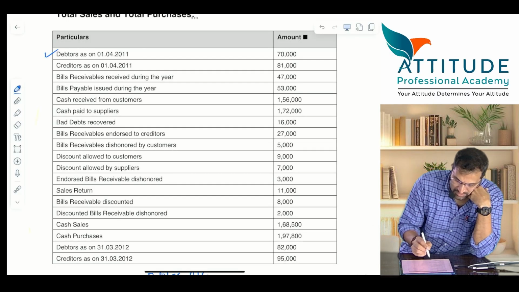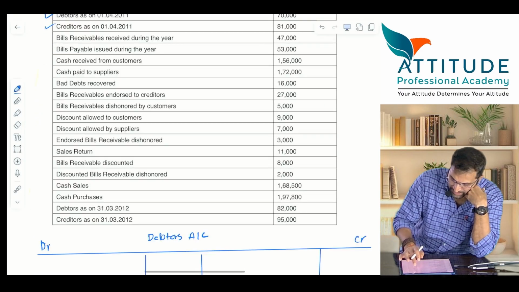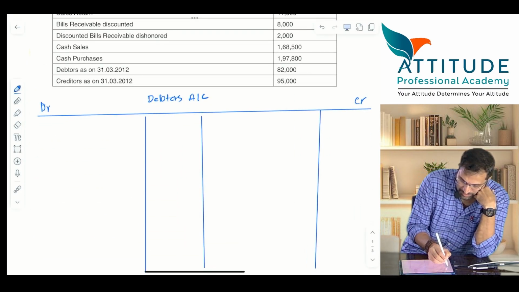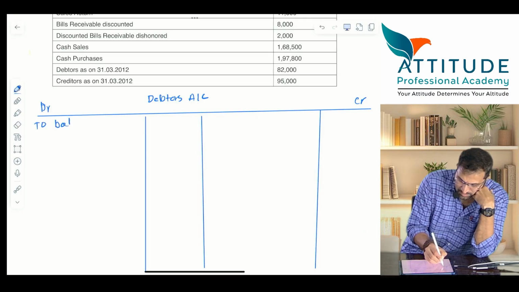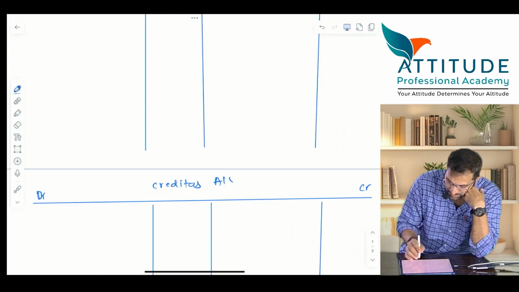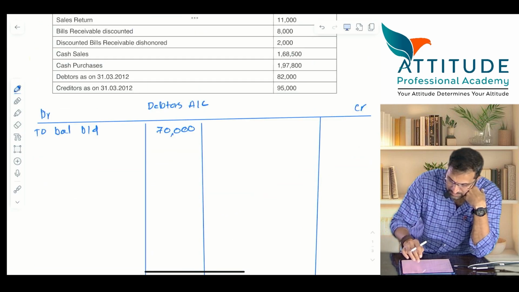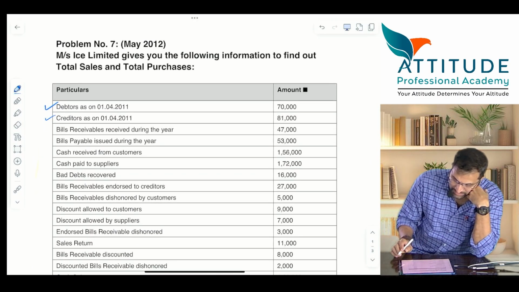Debtors opening balance, creditors opening balance, correct? 70,000 and 81,000. Where should it come? Debtors, it should come on the debit side. To balance brought down, 70,000. And in creditors, credit balance, by balance brought down 81,000. Correct? Okay, so first two items are taken. Look at the third item.